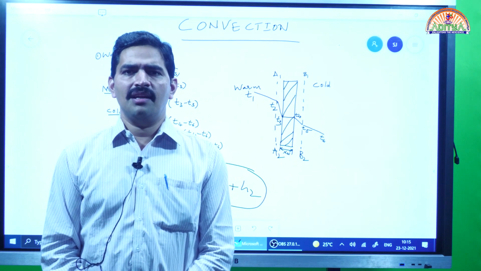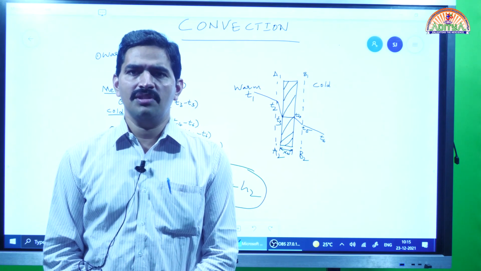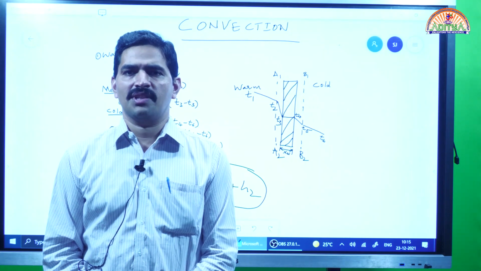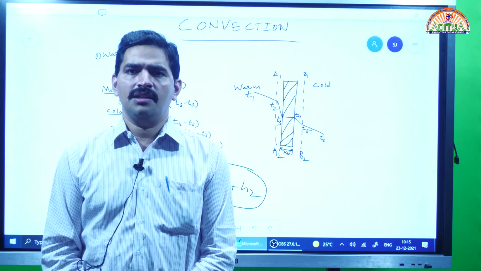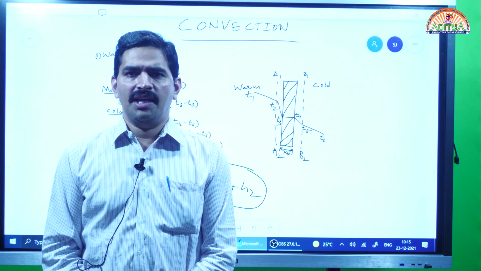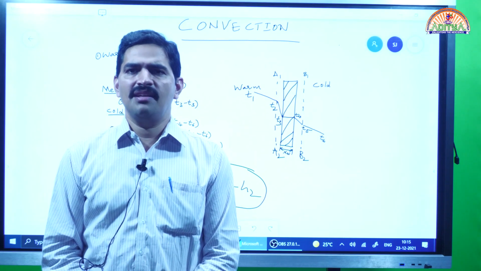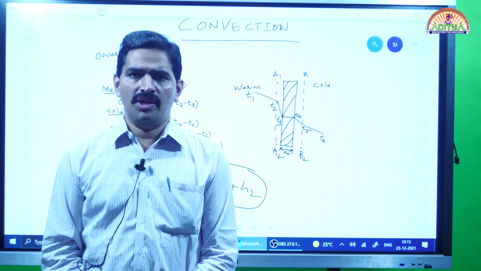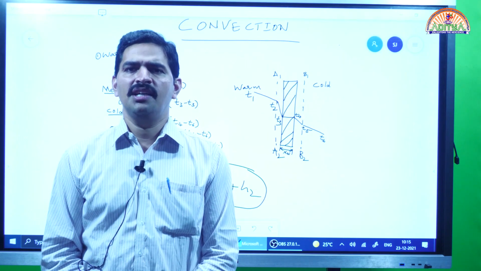Natural convection means natural convectional currents form and cause the mixing of molecules, and they cause heat transfer. Forced convection means that by agitation or by any mechanical means we mix the molecules and cause the heat transfer. Such a process is called forced convection.